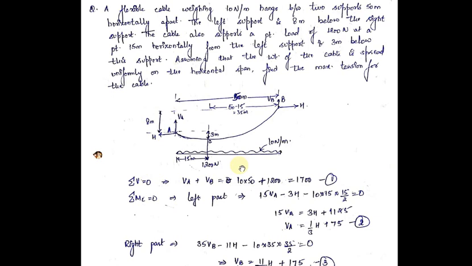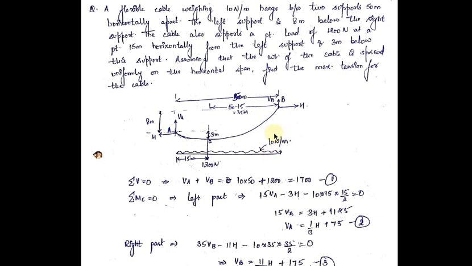First of all, in this whole cable, we will apply summation of all the vertical forces equal to 0. So total upward force will be equal to total downward force. If you see this diagram, there are two upward forces, that is your VA and VB. So VA plus VB, upward forces, will be equal to total downward forces. If you see this cable, there are two downward forces.